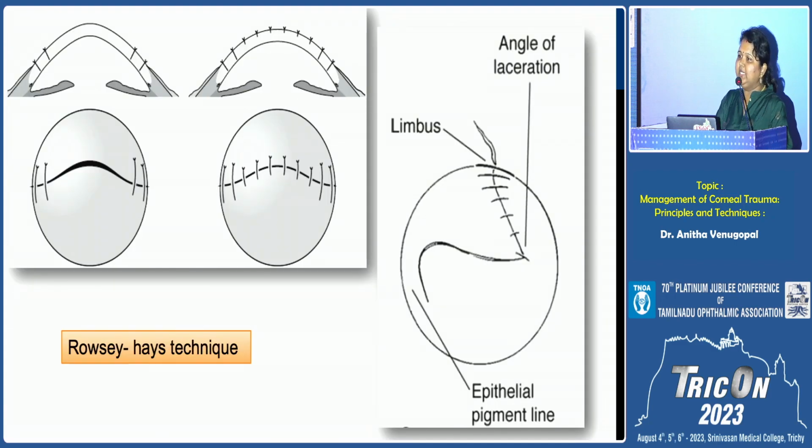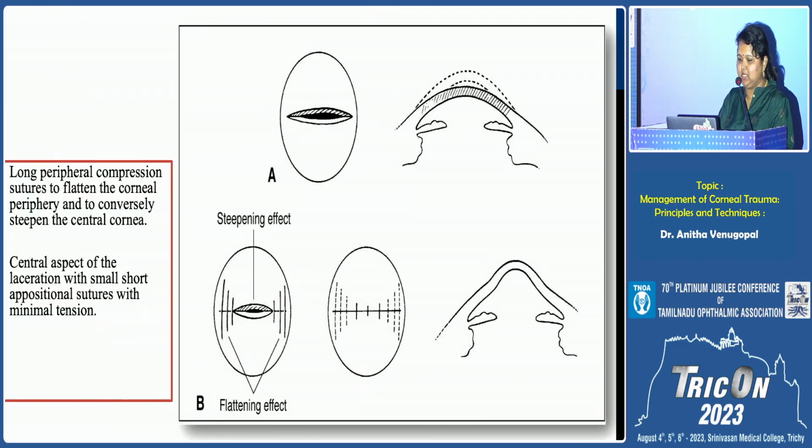So what is the correct method of suture? That is the Rose-Hayes technique. This technique is proposed to attain a watertight compartment and to attain minimal astigmatism. So always apply a longer, deeper and tighter suture in the periphery to flatten, and a shorter, less deep, maybe a little superficial, and shorter bite in the central part to maintain the corneal contour.